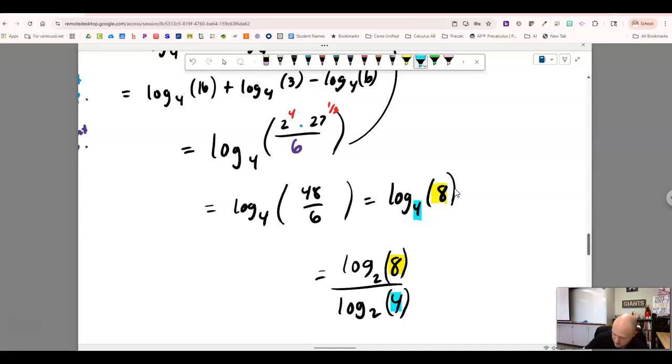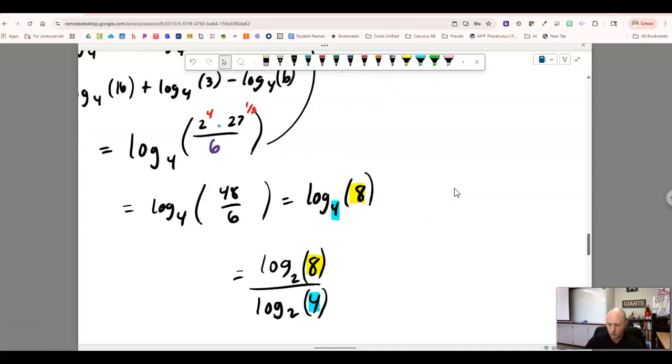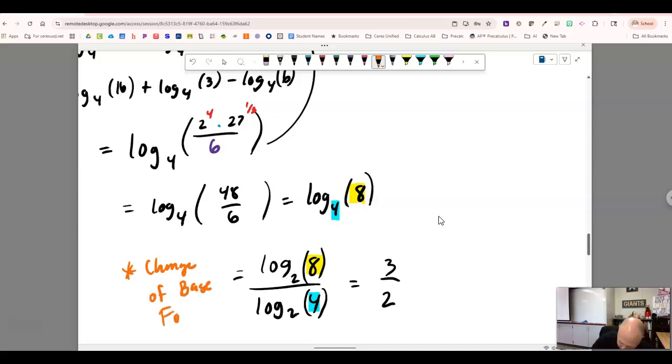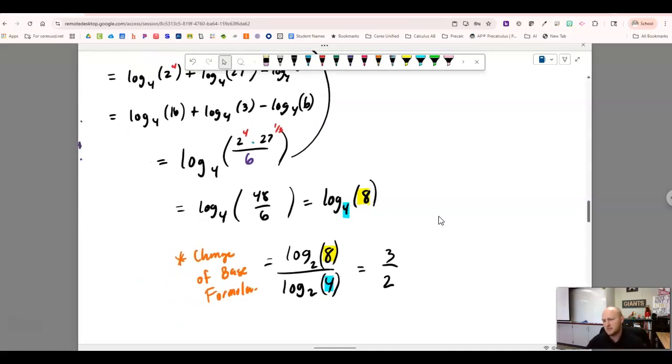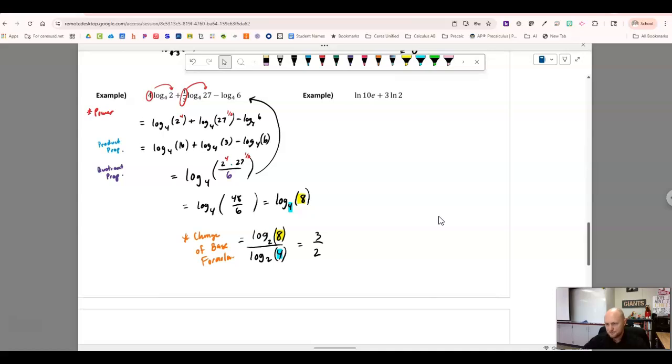So it's log base 2 of 8 divided by log base 2 of 4. And now I can evaluate this. I get 3 over 2, 3/2, 1.5. There you go. This one right here, maybe you want to add this. This is the change of base formula. Not too commonly used, but sometimes you may see it.